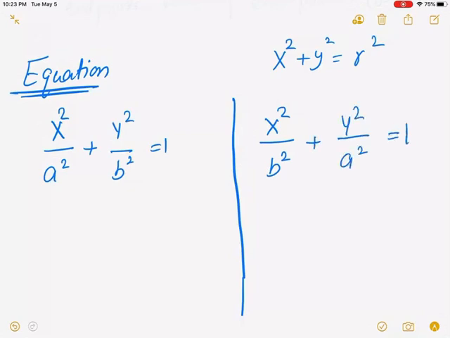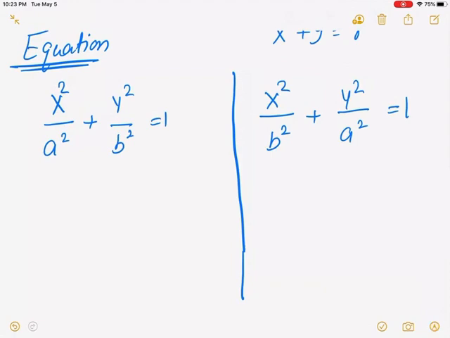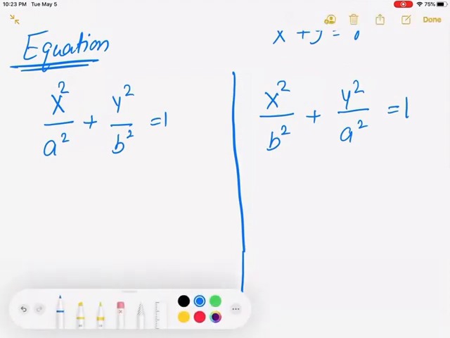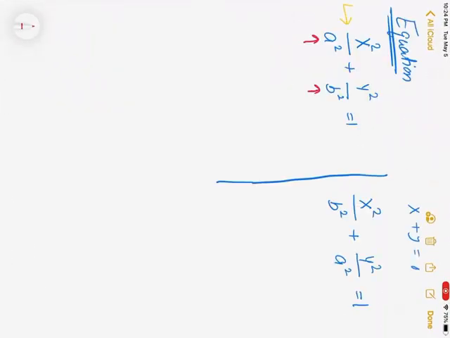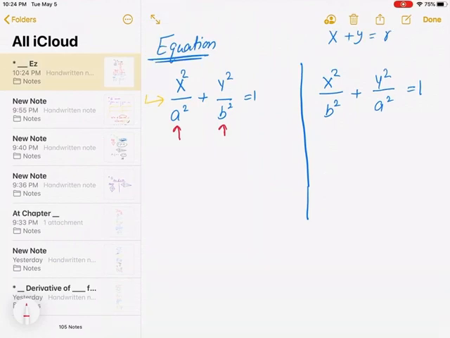Okay, now let's try understanding. When the equation is like the first one, let's pick a darker color. Basically, the number under each variable tells you how far it goes on that axis. So the bottom number describes the distance on that axis.